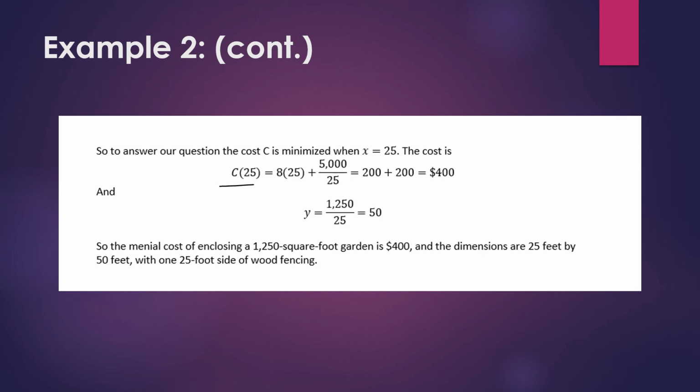And when we plug in 25, we get that our cost is $400. So if we solve for y, using 1,250 divided by x, we get that y equals 50. So the minimum cost of enclosing a 1,250 square foot garden is $400, and the dimensions will be 25 feet by 50 feet, where the 25-foot side is the side with the wooden fencing. And I think there's a typo here that should say the minimum cost.